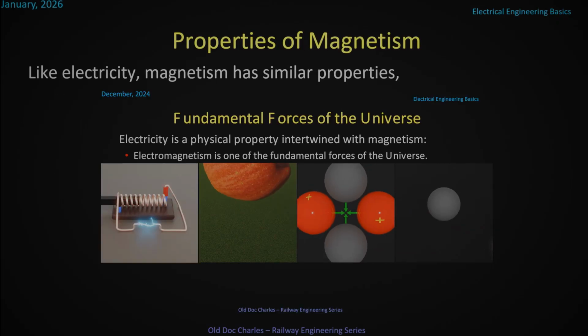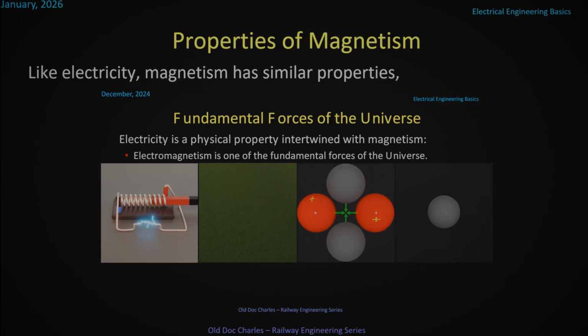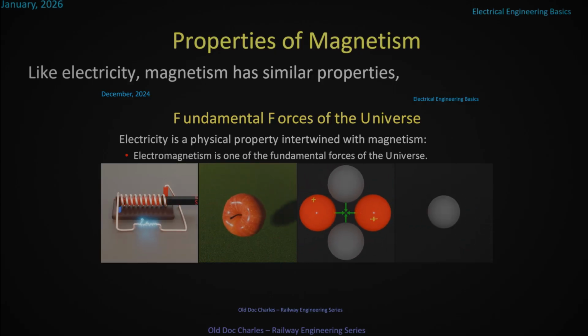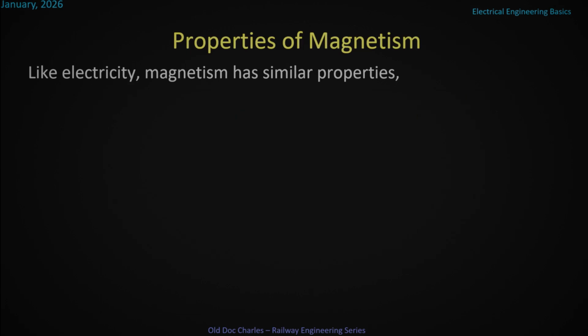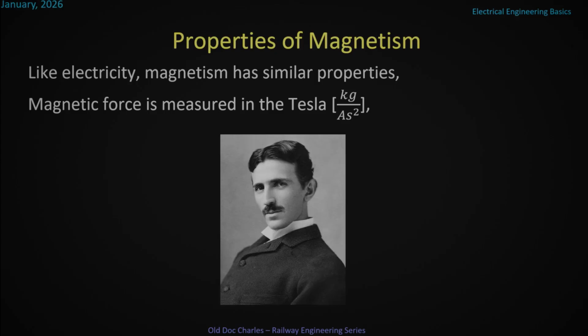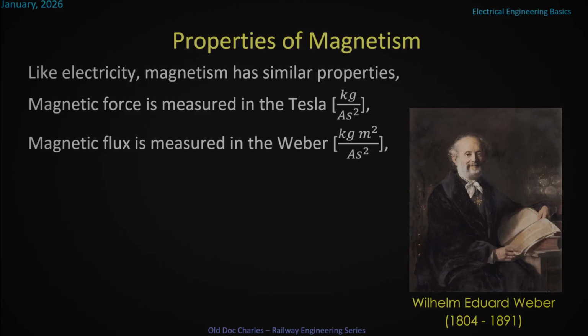As I described previously, electricity and magnetism are basically two sides of the same fundamental force. And like electricity, magnetism has similar properties. For example, the magnetic force is measured in what we call the Tesla, named after Tesla himself. The units are kilograms per ampere second squared. Magnetic flux, which is the magnetic density, is measured in the Weber. The units of that are kilogram meter squared per ampere second squared.